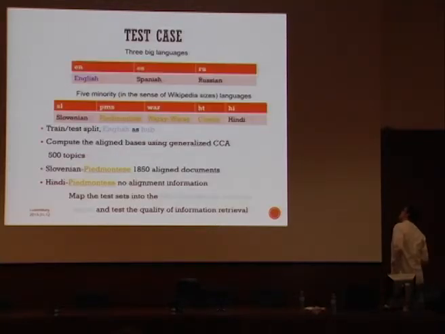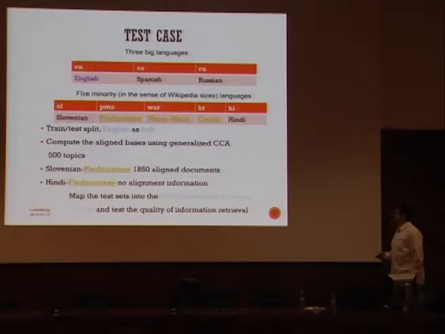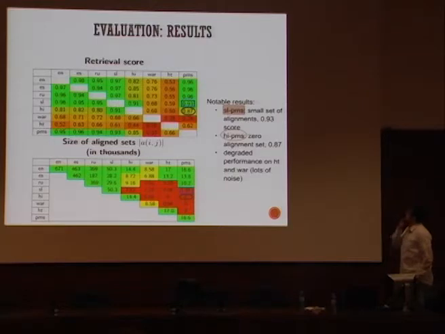So for example, this is the report using the old method. The new one is a little bit better. So maybe we can just go to the picture. Here we can see the sizes of the alignment sets in thousands, and here we have the retrieval score. For example, Piedmontese, a minority language in Italy, had zero alignment when we started this experiment, but using this we can still get meaningful results.